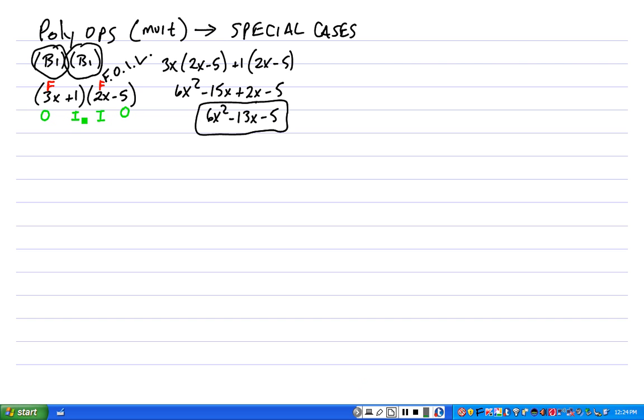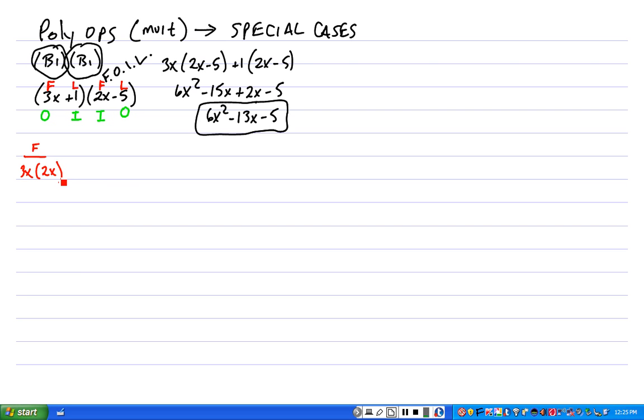Okay, and then now my last goes to saying this plus 1 is the last in this binomial, and the minus 5 is the last in this binomial. Alright, so let's take a look. For our first, we say 3x times 2x. That gives us our first.